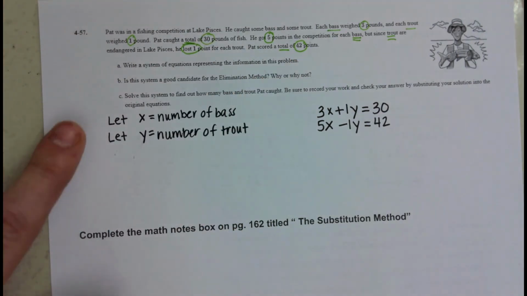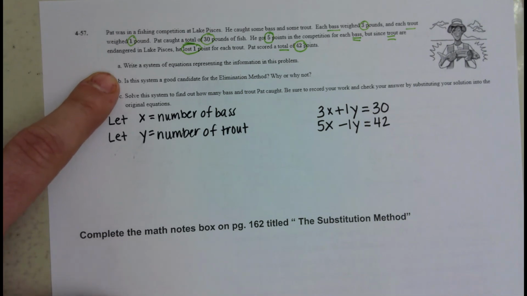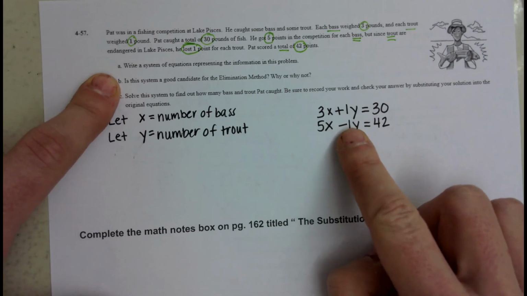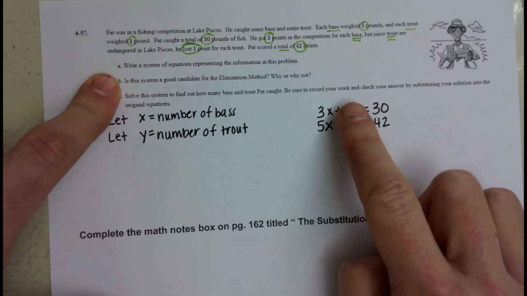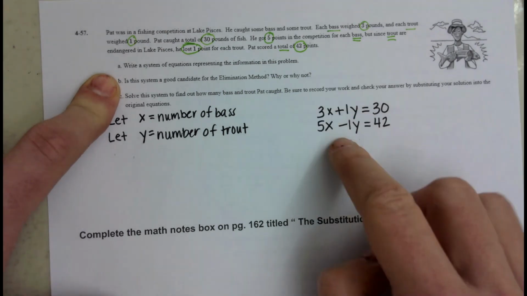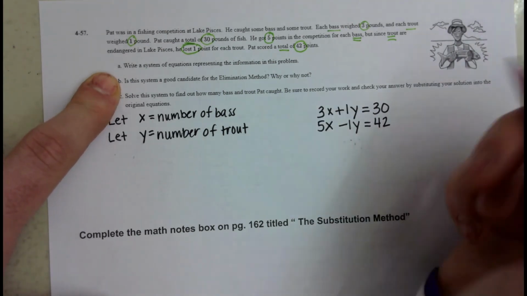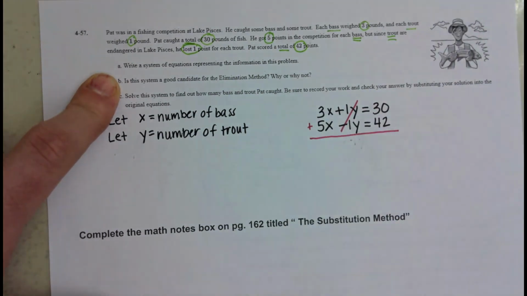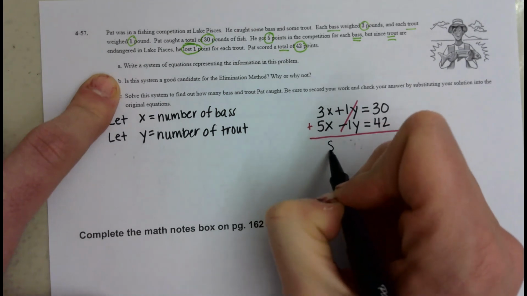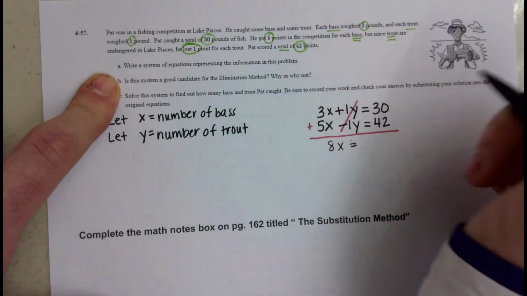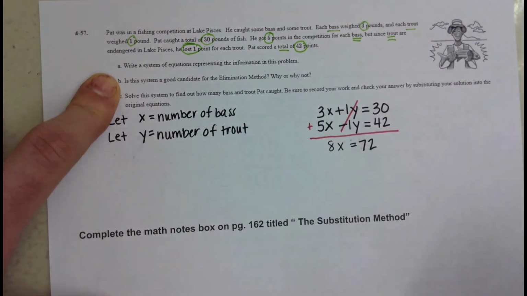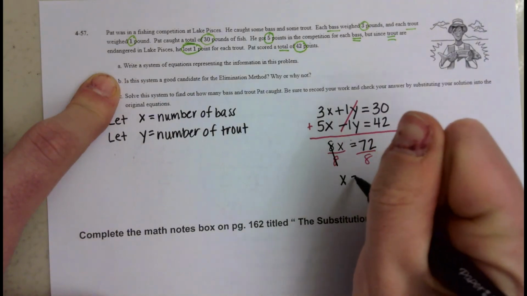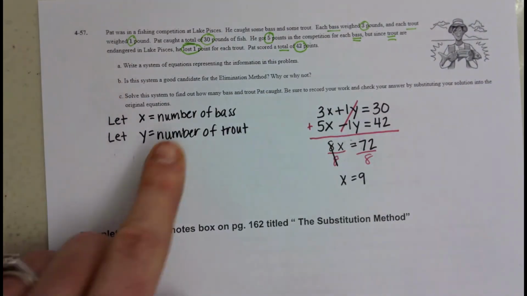Okay, it says, is this system a good candidate for elimination? And you should say yes, because a positive 1 and a negative 1 cancel each other out. So when you can easily cancel stuff out, that's going to be a good elimination problem. So I'm going to add down. The positive 1 and the negative 1 cancel. So 5 and 3 make 8x. 30 and 42 make 72. I divide each side by 8. So I get x equals 9. So he has 9 bass.